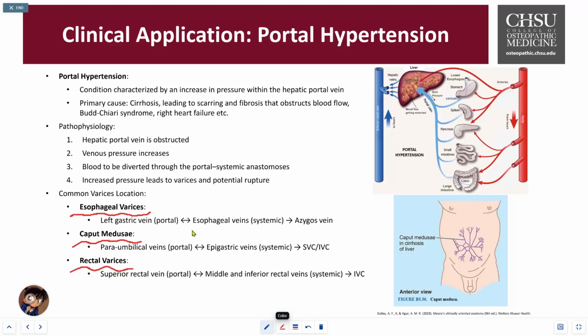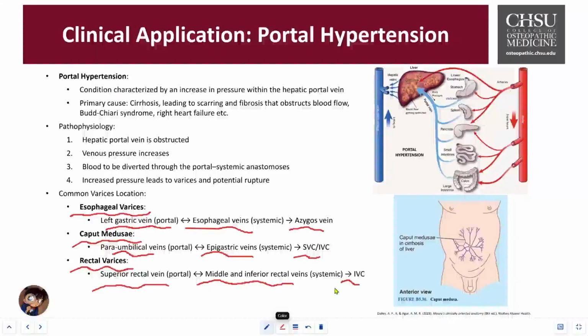On the bottom, I just wrote out how the blood flow goes. So the left gastric vein goes to the esophageal vein, which then normally drains into the azygos vein. The paraumbilical vein goes into the epigastric vein and it goes into the SVC-IVC. The superior rectal vein goes into the middle and inferior rectal veins, and they go into the IVC. And then for the retroperitoneal anastomoses, it's when the colic and splenic and then the portal veins directly communicate into the retroperitoneal veins and then drain into the IVC.